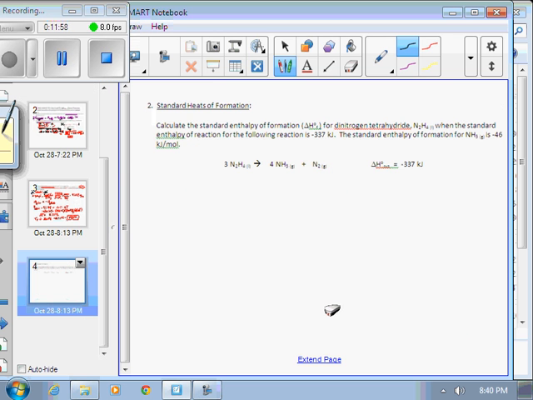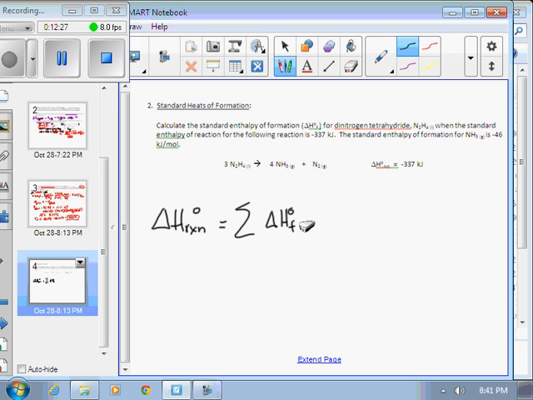Last but not least, standard heats of formation. Okay, so this was another way that you can calculate delta H. This is a guy where it's not Hess's law. I don't have a whole bunch of reactions to work with, but yet in the problem, it's giving me all these delta H's of formation, okay? So this is the formula where your delta H of reaction can be calculated from standard heats of formation, but it's the sum of the delta H of formation for the products minus the sum of the delta H of formation for the reactants.